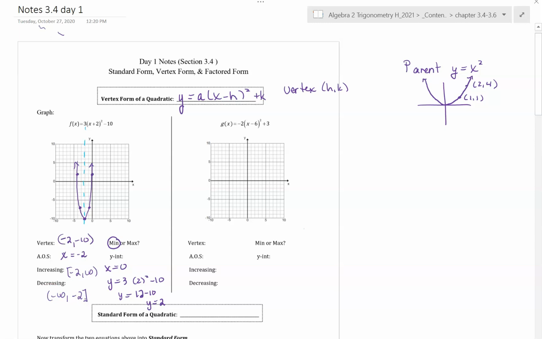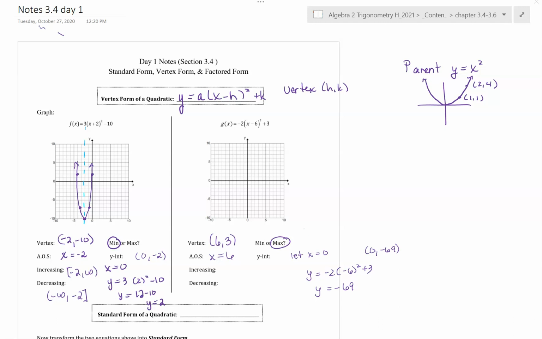Go ahead and think about the vertex, and we'll decide whether we have a minimum or a maximum, the axis of symmetry, and the y-intercept. Go ahead and pause the video and give it a try. I notice that my a is a negative 2, so my parent would have been reflected over the x-axis, so I know I'm going to have a maximum point. I went right 6 and up 3, so my vertex is at 6 comma 3, and my axis of symmetry is at x equals 6.